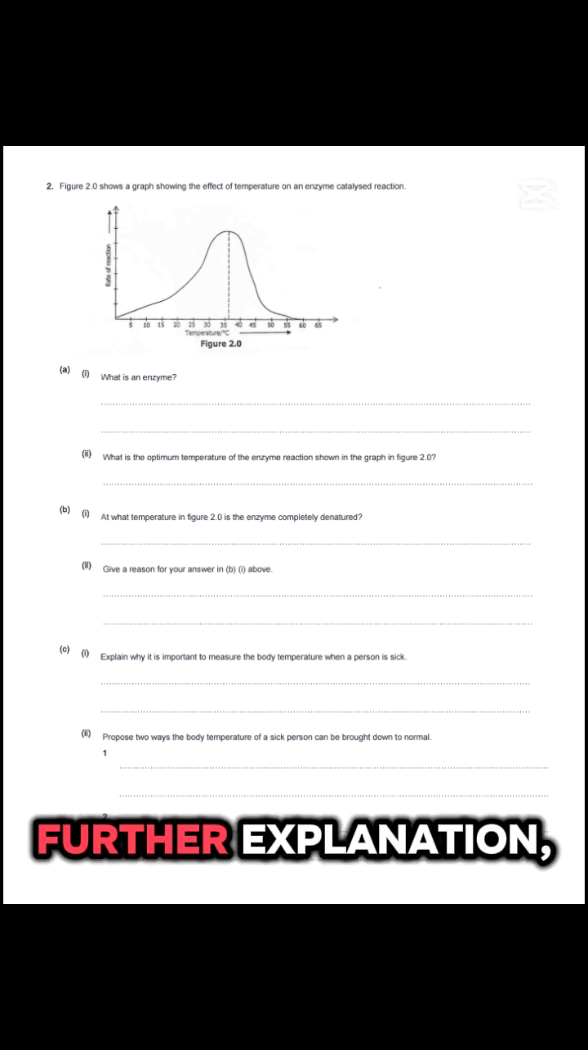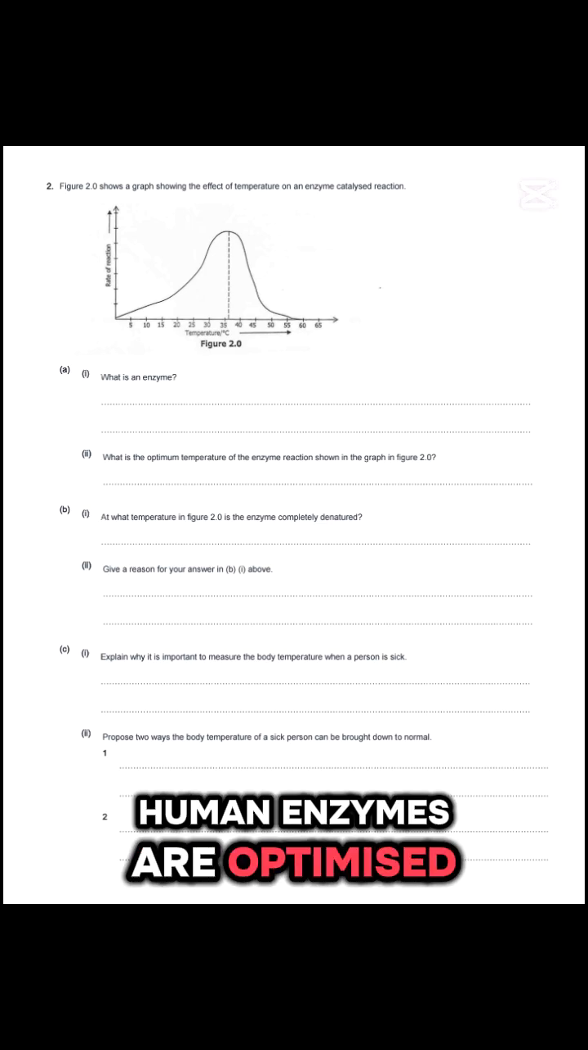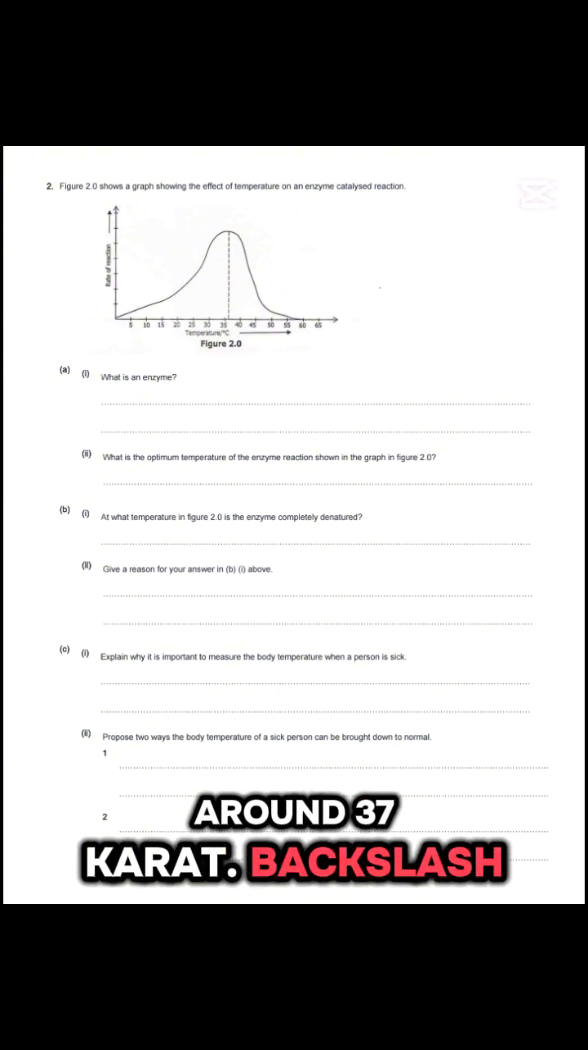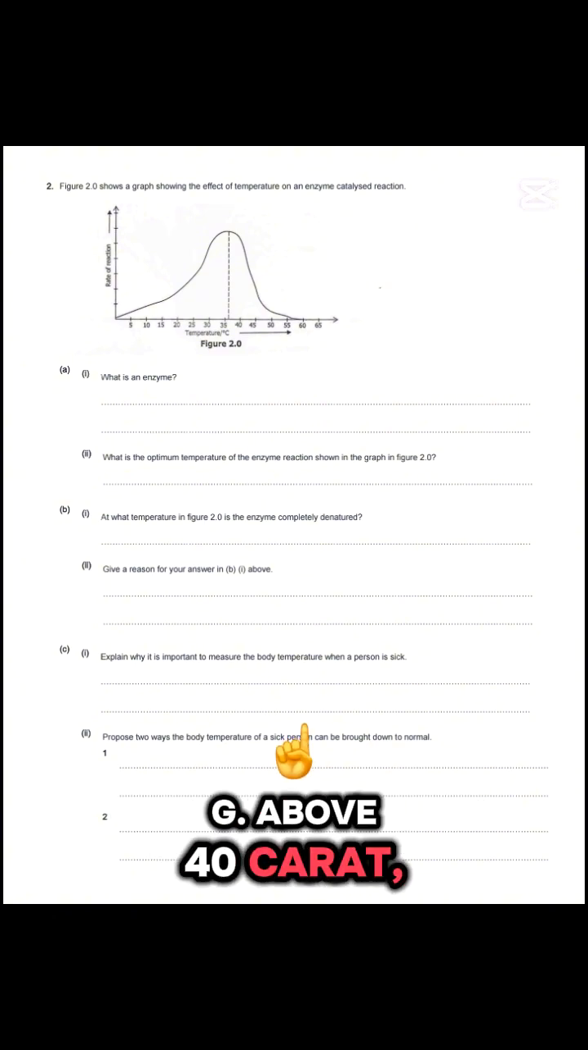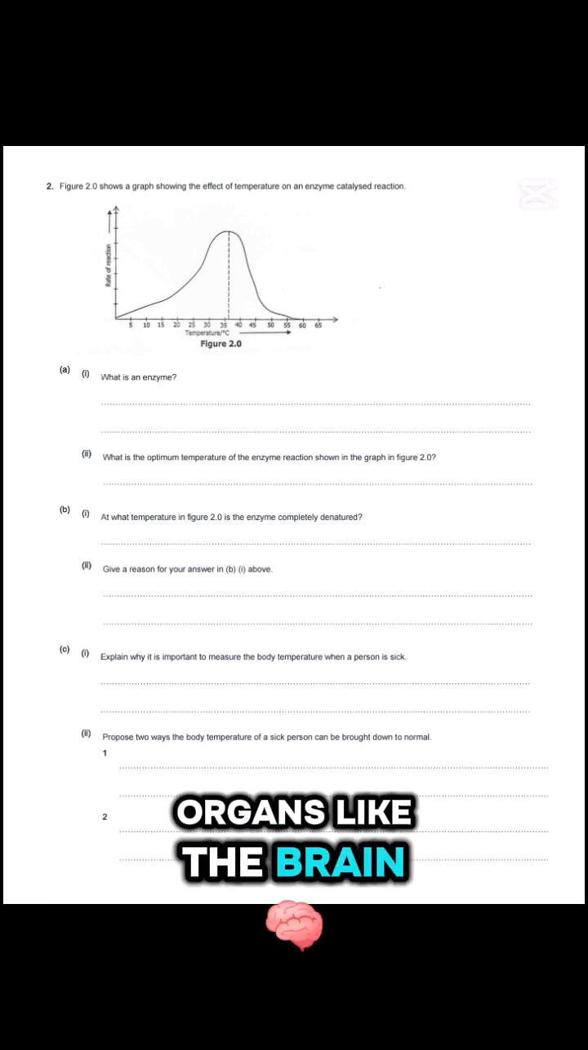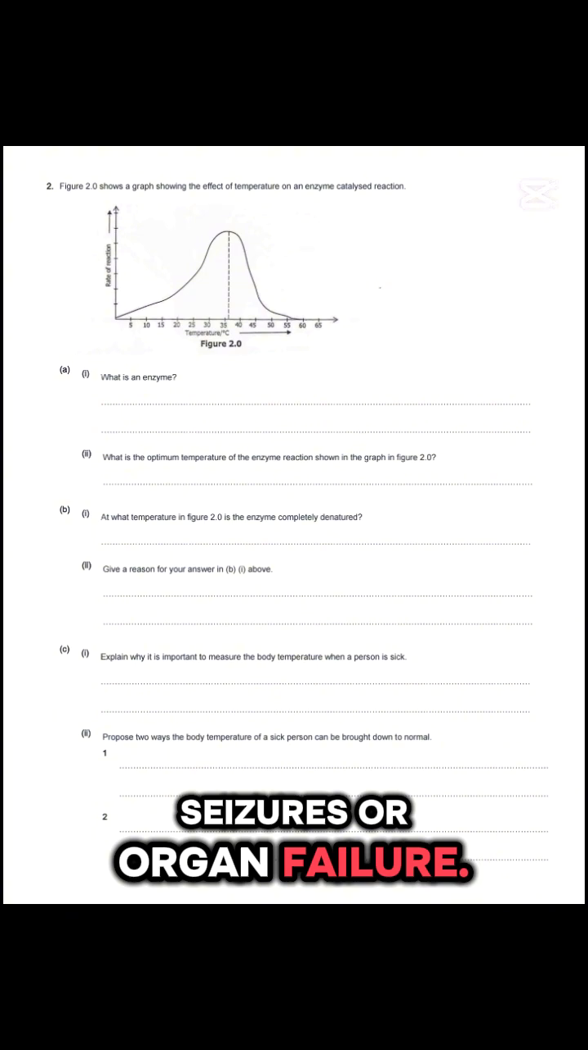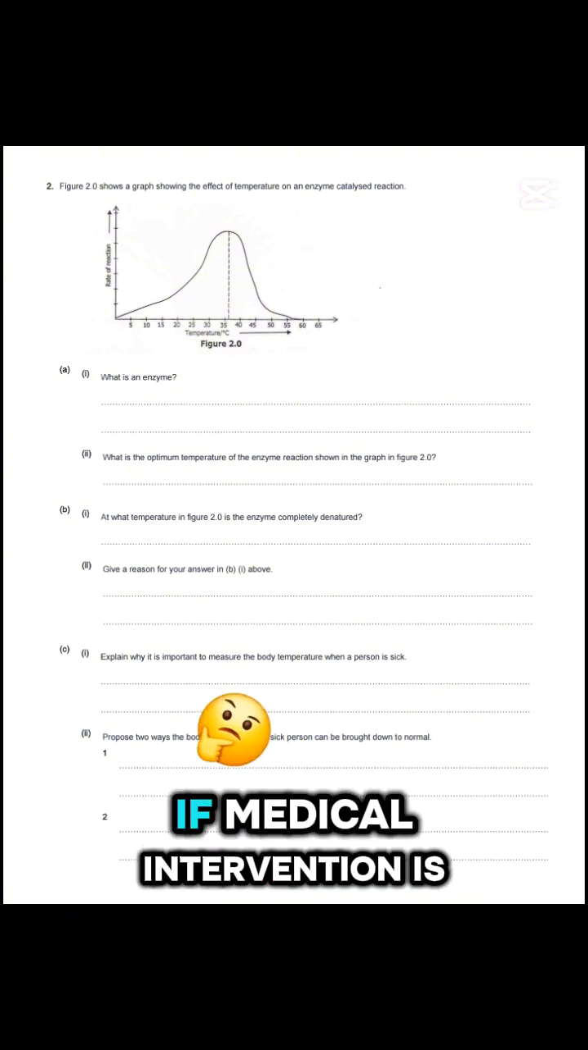Further explanation: human enzymes are optimized to function perfectly at normal body temperature, around 37°C. When a person is sick, a fever is often triggered by the immune system to fight infection. However, if the body temperature rises too high, e.g., above 40°C, vital metabolic enzymes in organs like the brain can begin to denature, leading to cellular damage, seizures, or organ failure. Measuring temperature helps determine if medical intervention is needed to protect these enzymes.